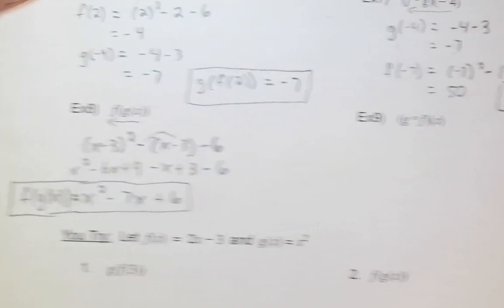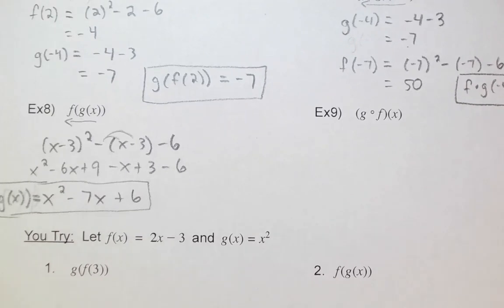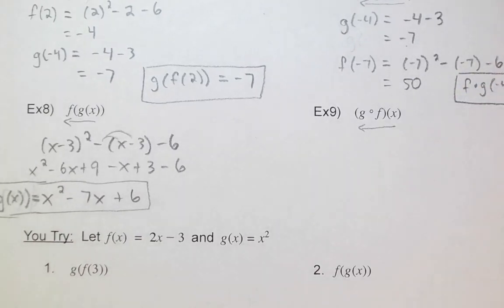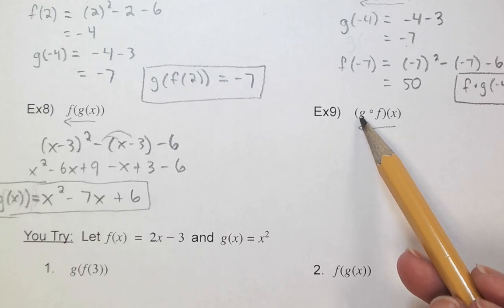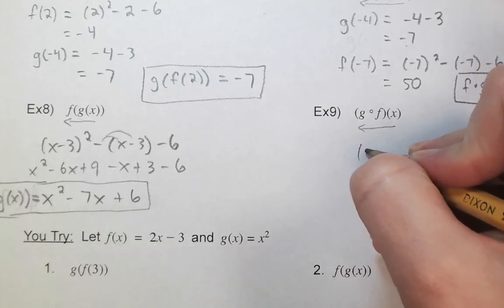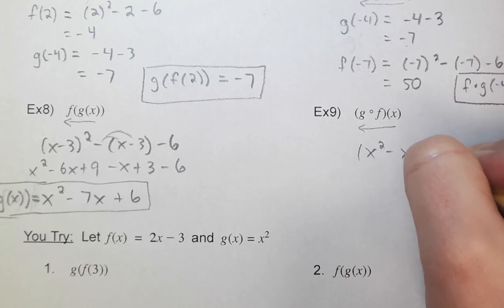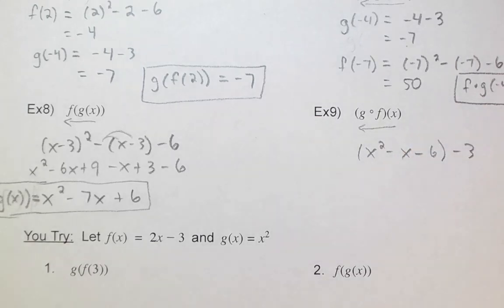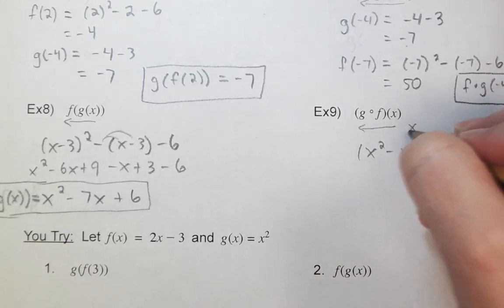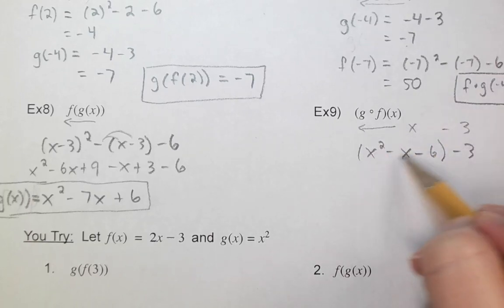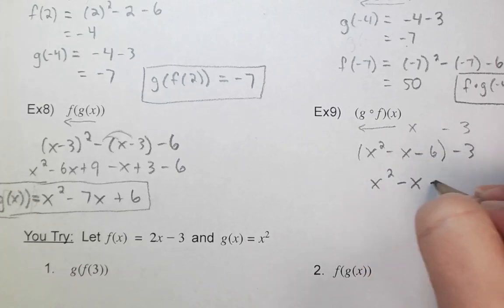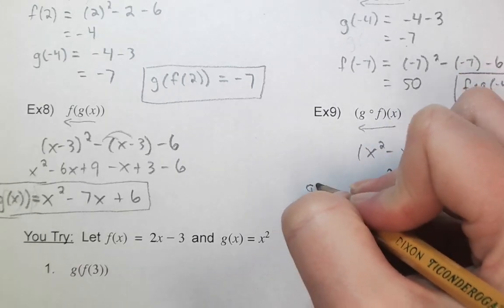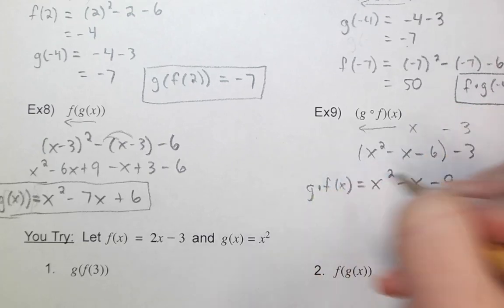Okay, and then the last example is doing the same thing, we're just doing it the other way around. So now, again working backwards, I'm taking the function f and plugging it in for the x's in the g function. Since g was just x minus 3, I end up with x squared minus x minus 6 minus 3. Because remember, g was just x minus 3. All of this is replacing that x. So now simplify. This is g of f of x.